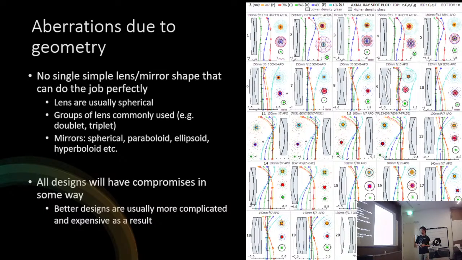For mirrors, it's a lot easier to manufacture a different range of shapes, right? So you can have spherical mirrors, you can have mirrors that are parabolas or ellipses or hyperbolas and everything. But they're usually still based on very simple geometric designs. And in all of the designs you have to compromise in one way or another. Usually when you have a better design that corrects more of the errors, it's more expensive. So it's a reality of capitalist economy.